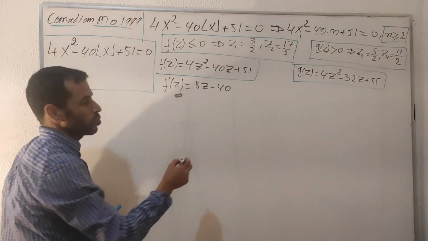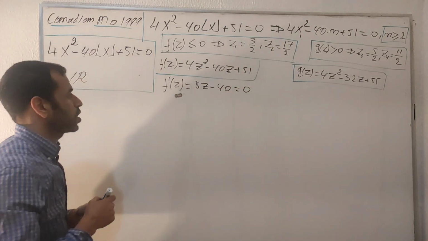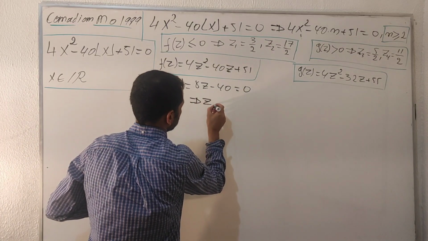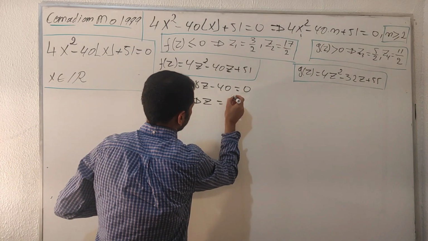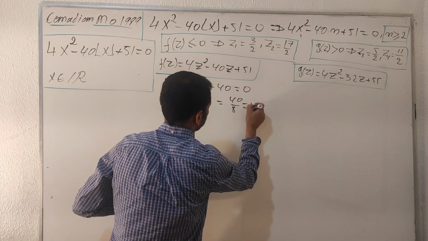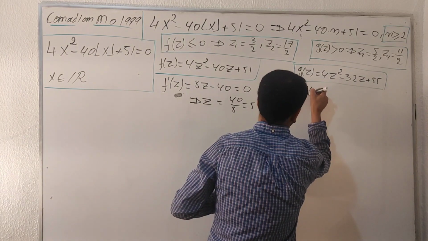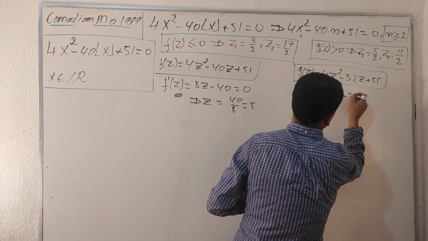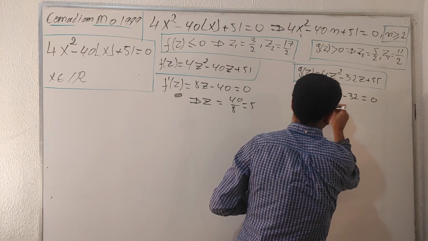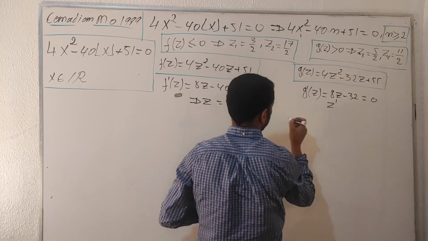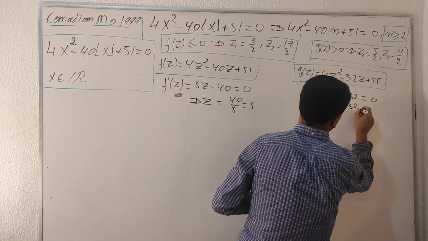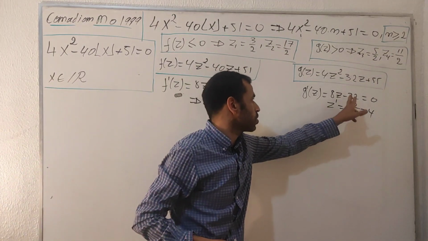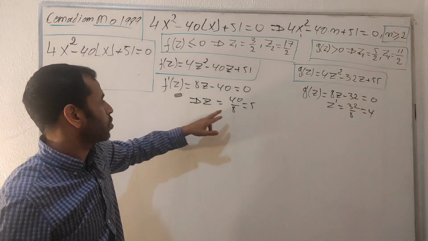If I solve this equation to determine the critical points of this one, I get z equals 40 over 8, which is 5. The same thing for this one: as I'm calculating the derivative function of this one, I get 8z minus 32 equals 0. So the critical point of this one, let's put it z prime equals 32 over 8, which is 4. So we have the critical point of this function, which is 4, and the critical point of the other one, which is 5.